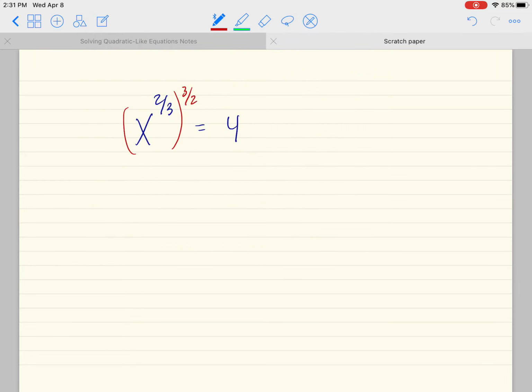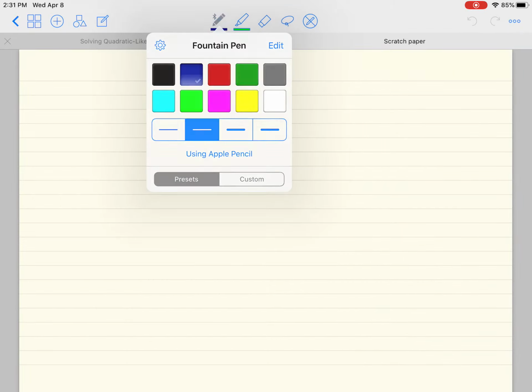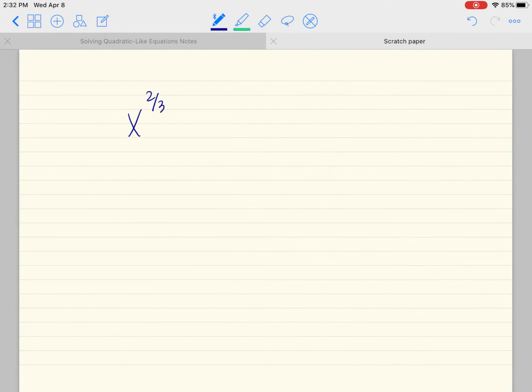Let me go back to my scratch. So you have something to the, crap, I forgot, 2/3 power. How do we get rid of the 2/3 power? So I want this exponent to be a 1 here. I could raise both sides to the 3/2. Raise both sides to the 3/2. But we got to be careful here because we might miss a solution.